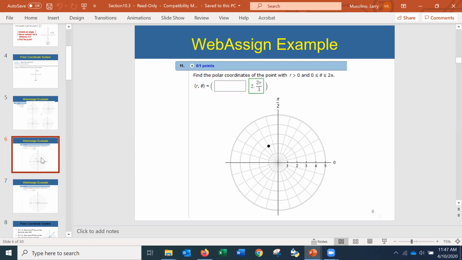All right, so here's a WebAssign example where they're giving you a black dot and they're asking you to figure out the r comma theta coordinates for that black dot. Okay, so the question here is, what is r comma theta for this dot? All right, well, let's figure out the angle to begin with. Well, to get to the radial line, here's the radial line, I'll draw it in red. I would have to rotate this rotation. So how much rotation is that?